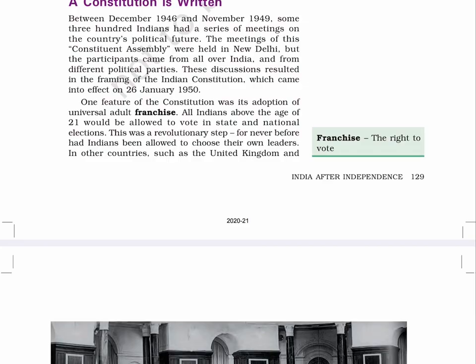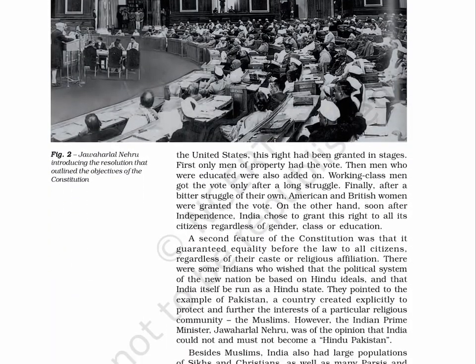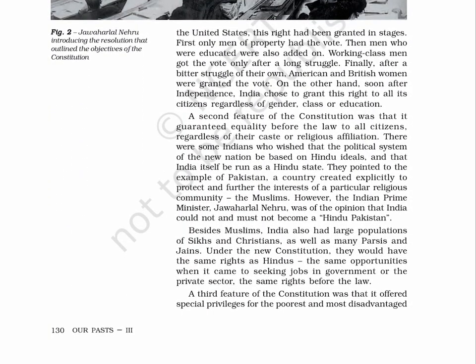Page 130. First, only men of property had the vote. Then, men who were educated were also added on. Working class men got the vote only after a long struggle. Finally, after a bitter struggle of their own, American and British women were granted the vote. On the other hand, soon after independence, India chose to grant this right to all its citizens, regardless of gender, class, or education.